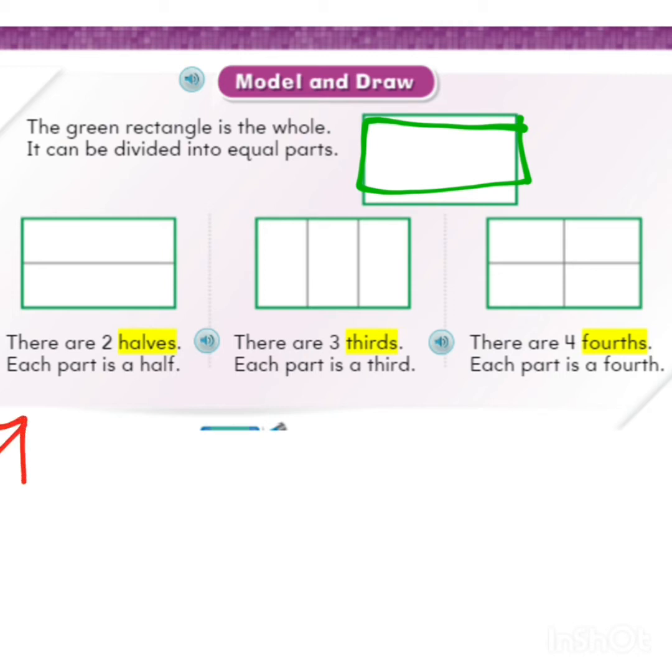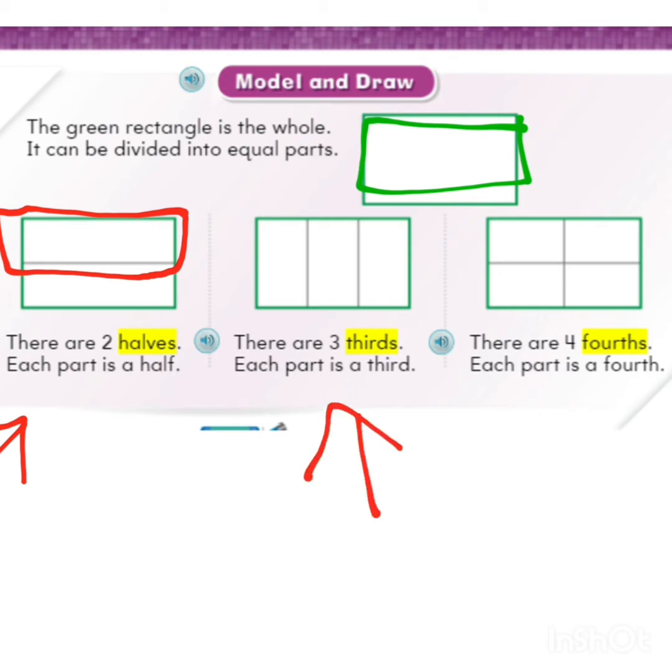The first shape, the first rectangle, we divide it into two equal parts. So, there are two halves. Each part is a half. This is a half. The second part we also call a half.